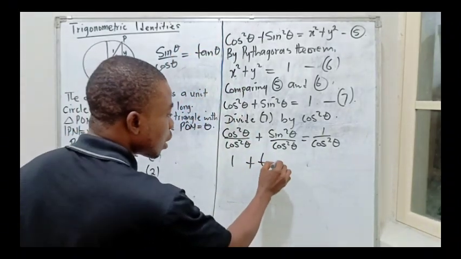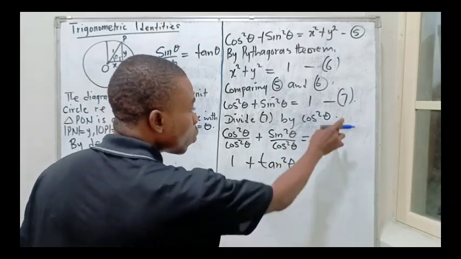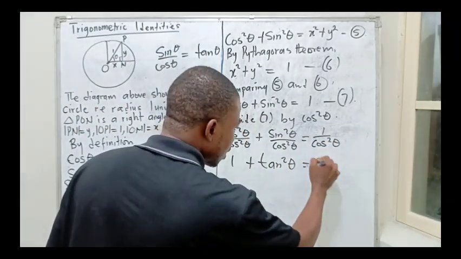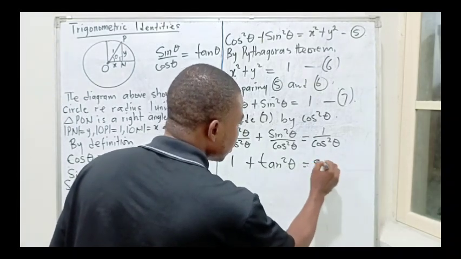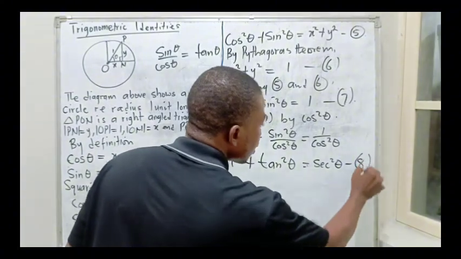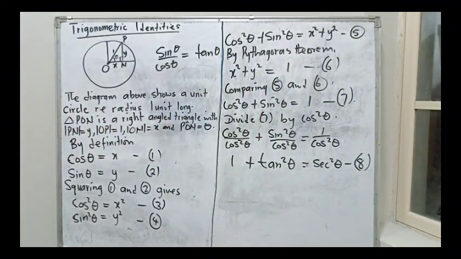So we now have 1 plus tan squared theta is equal to, what is 1 over cos? 1 over cos is sec. So we now have sec squared theta. That's the second identity, that's equation 8. So we call equation 8 the second identity.